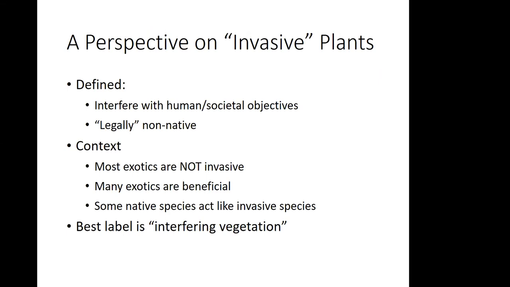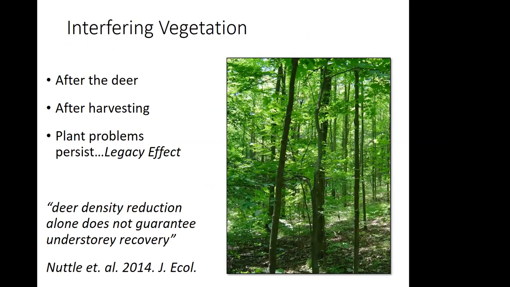Many exotics are beneficial. And there are some native species in addition that act like invasive species and cause problems. Because of that, I lump all of these problem plants under the label of interfering vegetation, because they interfere with what we want to accomplish. And those interfering vegetation are advantaged by the presence of deer. So usually when we have a plant problem, it's because we already have a deer problem.